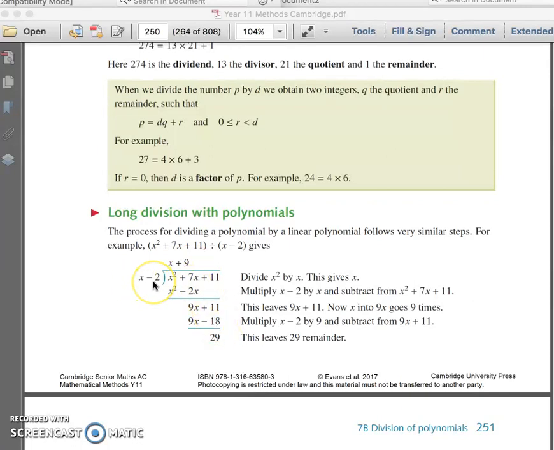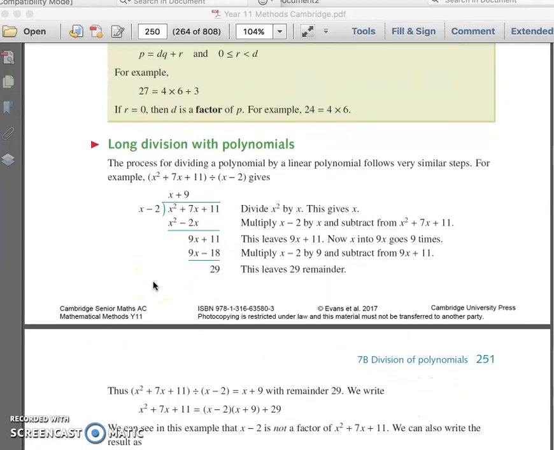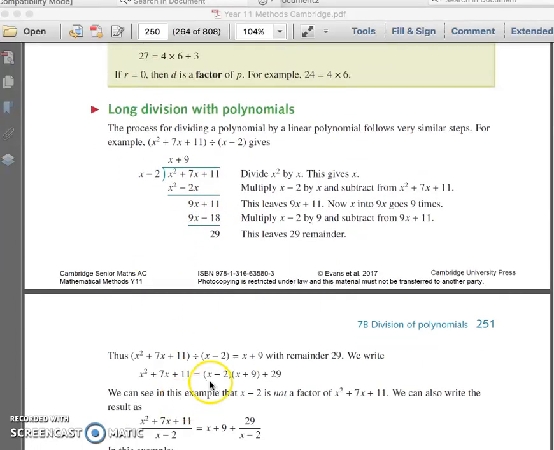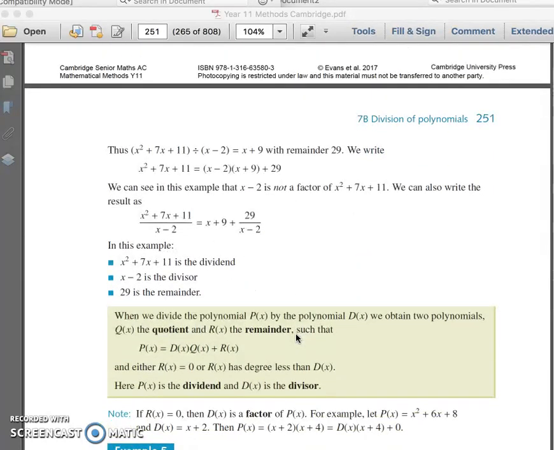So x take 2 is not a factor. It's interesting to see it written like this. These two multiplied together plus 29 would equal that. So it's nearly been factorized like a quadratic like we want, but not, because we've ended up with a remainder. So if there was a zero remainder, we'd know that these two are factors of it, and then that would be finding the solutions of that quadratic.